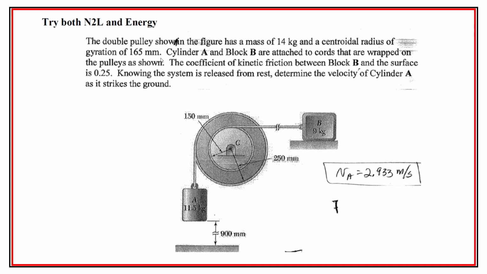Cylinder A and block B are attached by cords wrapped around the thing. The kinetic coefficient of friction is mu = 0.25, and it's released from rest. Determine the velocity of C just as it hits the ground, after 900 millimeters. Let's start with Newton's second law. We're also told that the answer is going to be 2.933 meters per second.